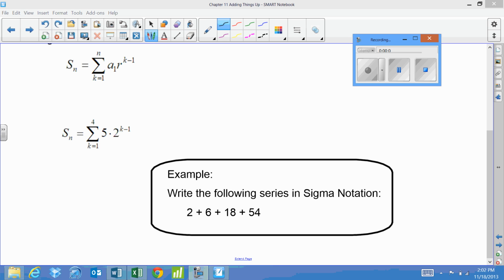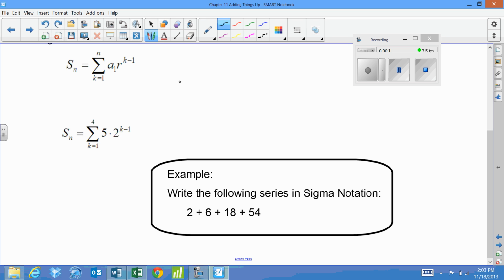Let's look at this geometric series down here, 2 plus 6 plus 18 plus 54, and let's write it as our sigma notation. So we know right away we have 4 numbers in our series. So we know that our n equals 4. Okay. Our a sub 1 is our first term, which is 2.